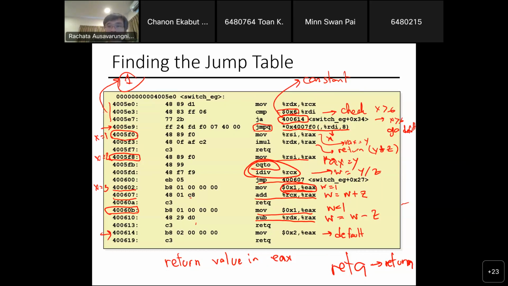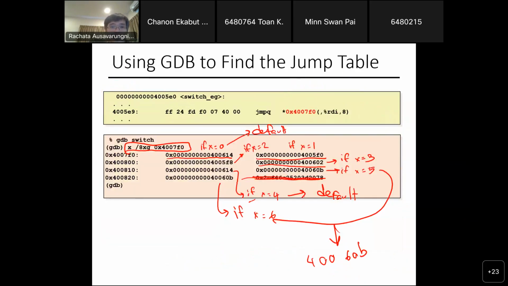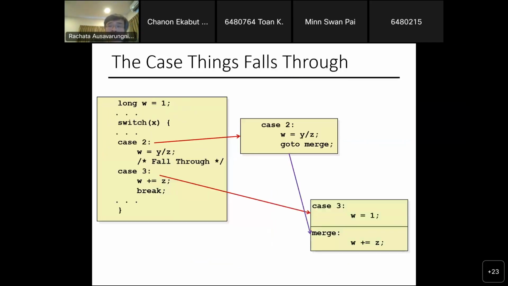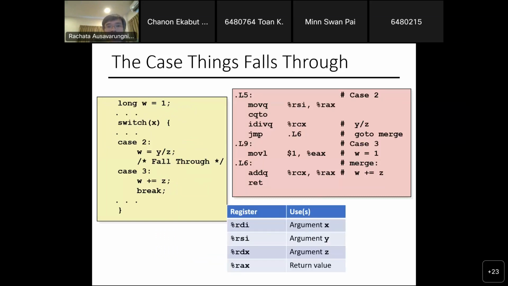Okay, so that's it. Here's the breakdown of the switch case with the code you saw earlier. When case equals 1, you do the move RSI, RX. I'm going to skip this because we just explained it on a big example earlier. It's the exact same thing. This is where the case falls through. You first do Y divided by C, then you jump to W equals W plus C if case is 2. Otherwise, this is 3.